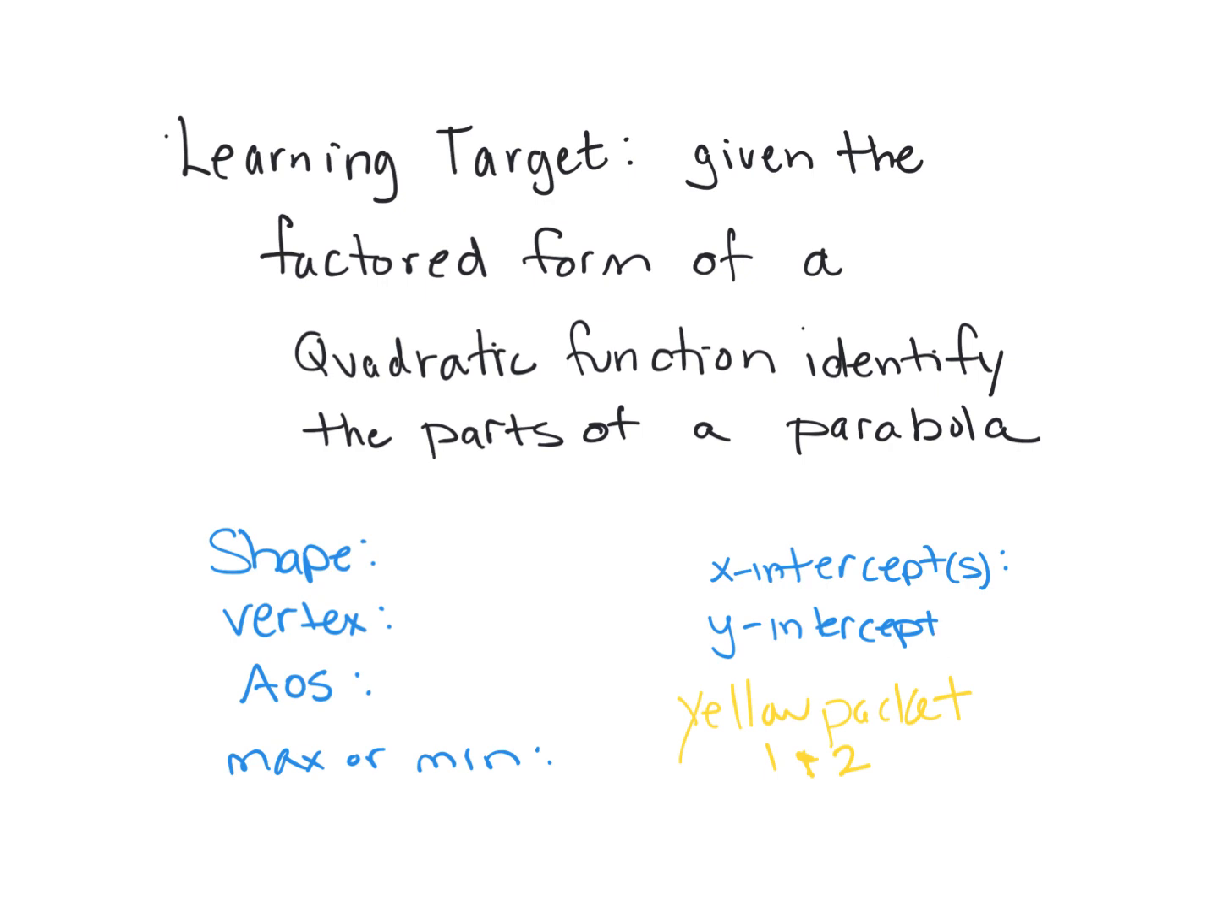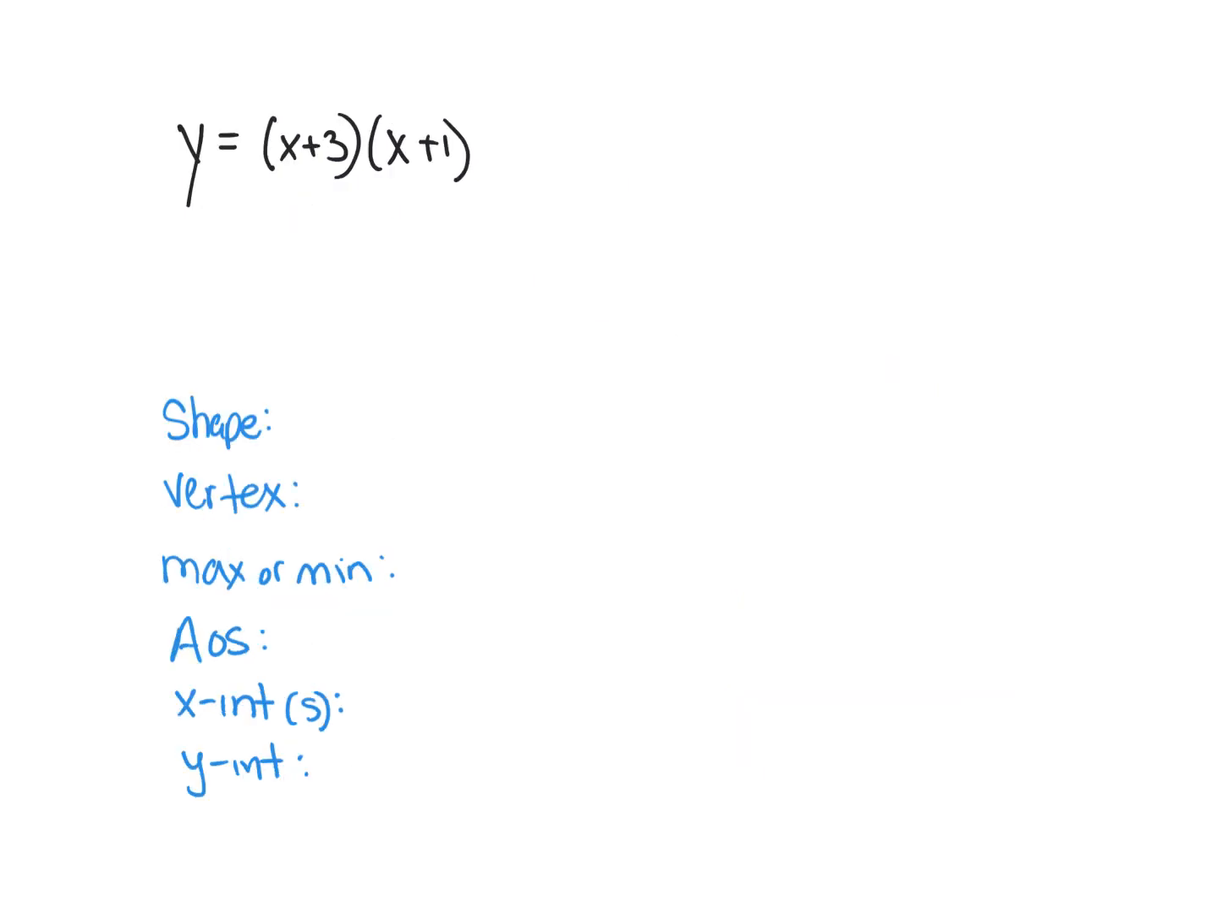And today we're going to look at all of that just by identifying it and not putting it onto the graph yet. So you'll need to grab a sheet of paper, just a regular sheet of paper, and we're going to do 2 problems together. All right, so our first problem, please write down y equals (x plus 3) times (x plus 1).